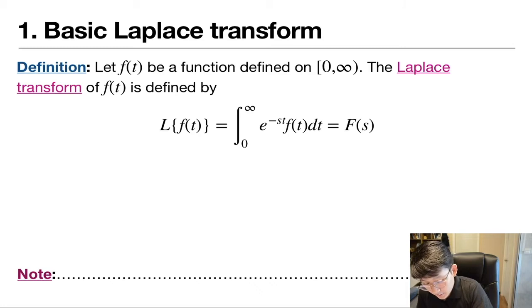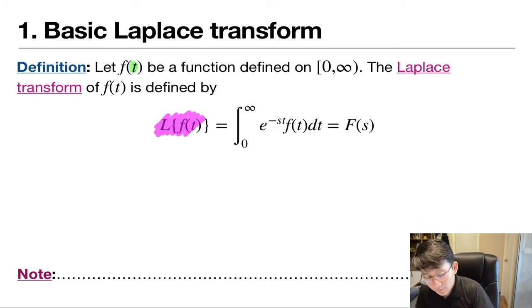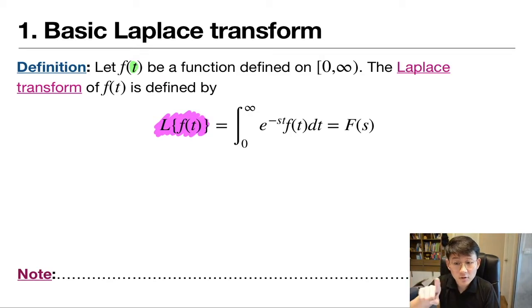defined on the positive interval. Non-negative, I should have said non-negative interval. The Laplace transform of f(t) is defined by this expression. So basically, if you have f(t), here is the expression for the Laplace transform of f(t), where L stands for Laplace. The Laplace transform of f is the integral from 0 to infinity of e to the minus st times f(t) dt. And we call that F(s), the big F of s.